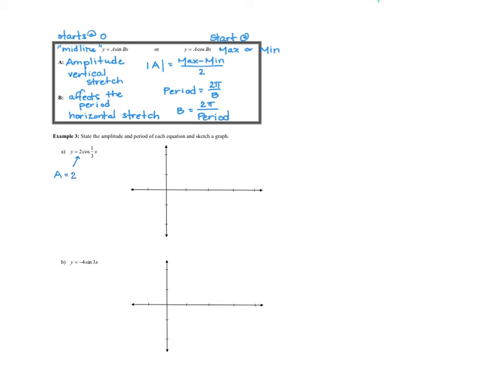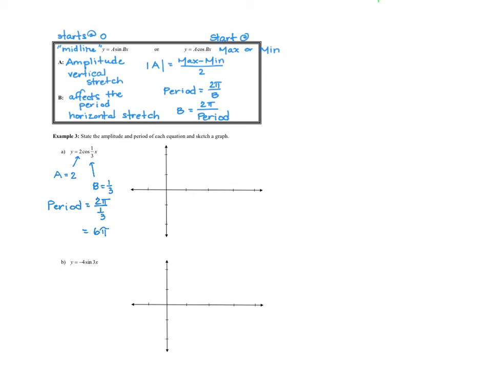So it's going to look like a cosine curve, but the amplitude is going to stretch the graph so that the high and low goes higher and lower. The value of B is equal to 1/3, which means the period is 2 pi over 1/3, or the period is now equal to 6 pi, which means things are happening slower. So I have to go farther to be able to see the entire cosine curve.